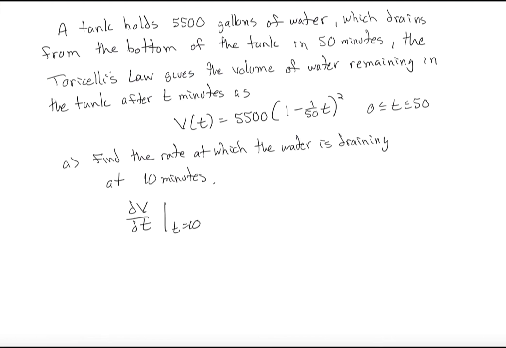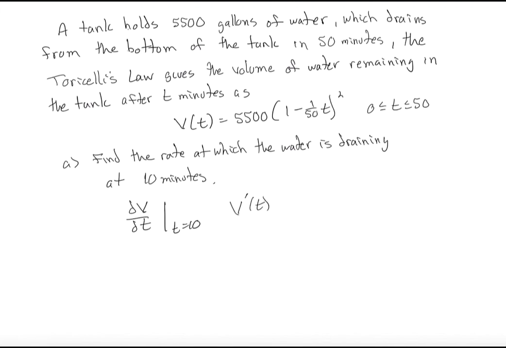So to find dv/dt, one thing I could do, and I'm not going to, is take this binomial and square it and avoid the chain rule. But I'm not going to do that. I'm going to go ahead and use the chain rule here and take the derivative as this sits.